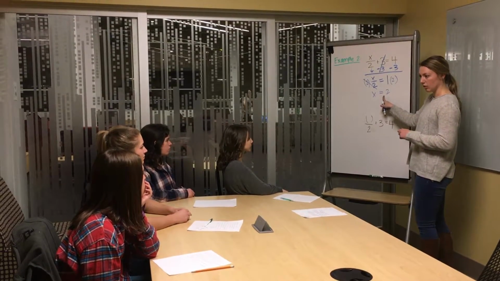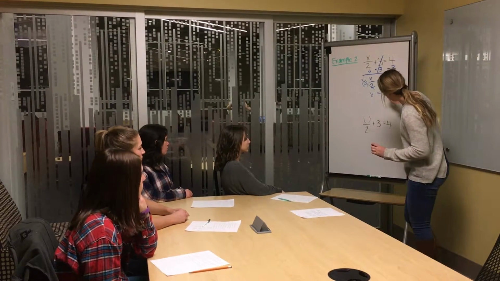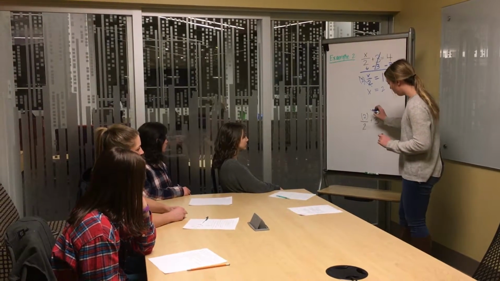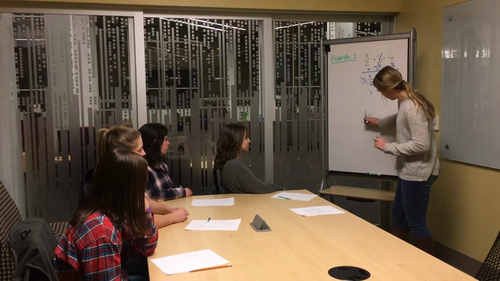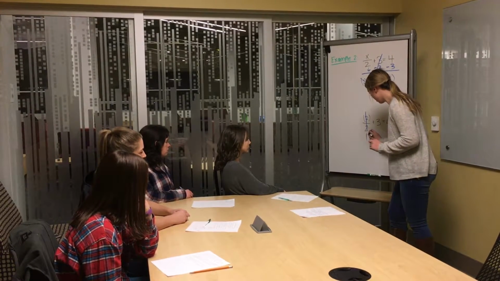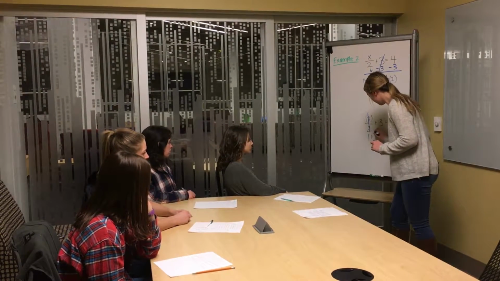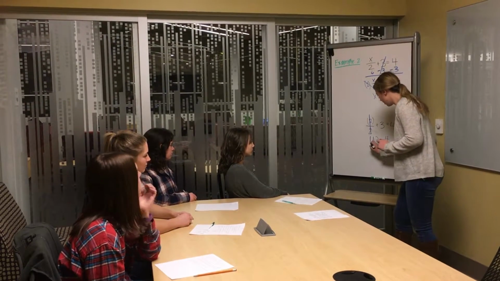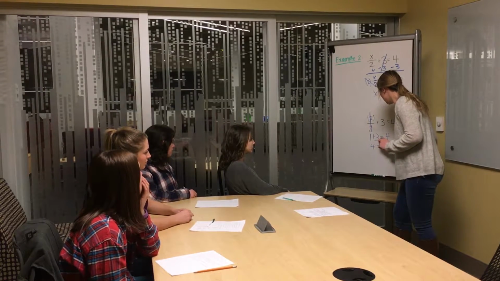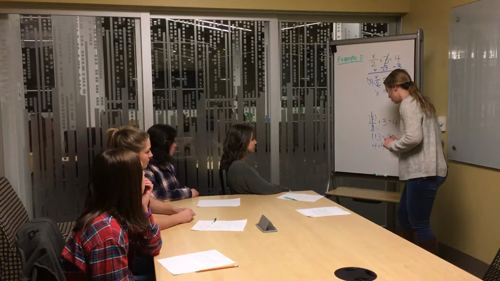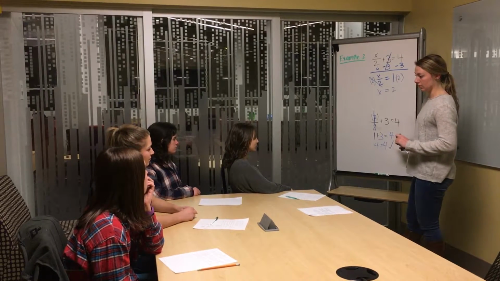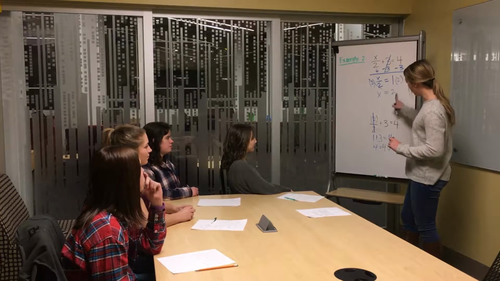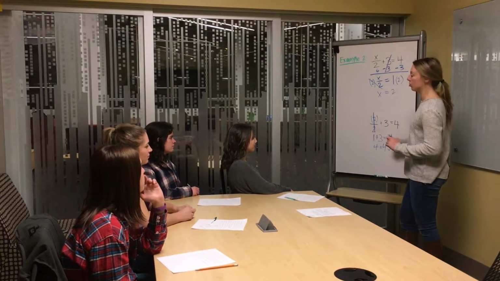So that's our answer, and now we want to check it. We're going to take the 2 and plug it in right here in the original equation. So 2 over 2, those are going to cancel out, and you're going to get 1. And 1 plus 3 is going to be 4. So our answers match. And what does that tell us? That x equals 2 is correct. Right, and we know that this is the correct answer because these two numbers match.